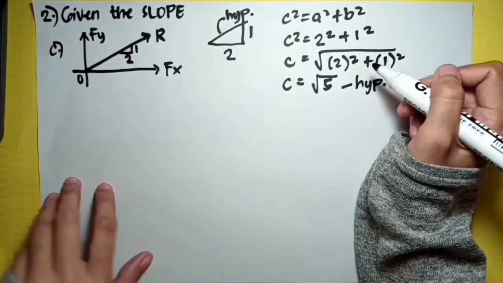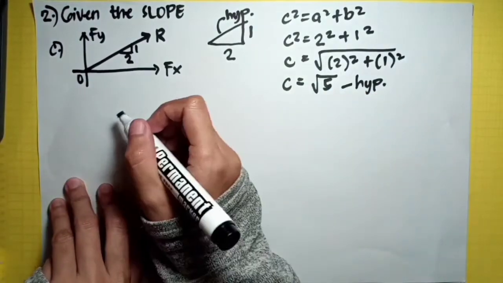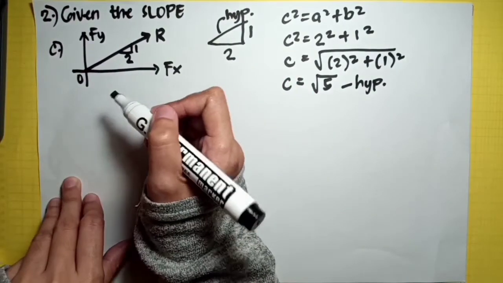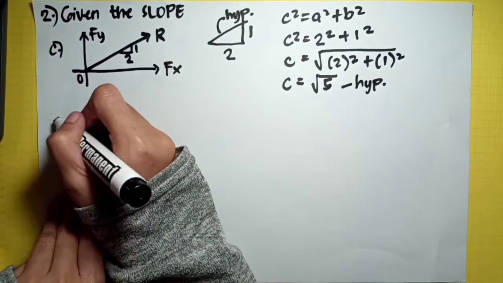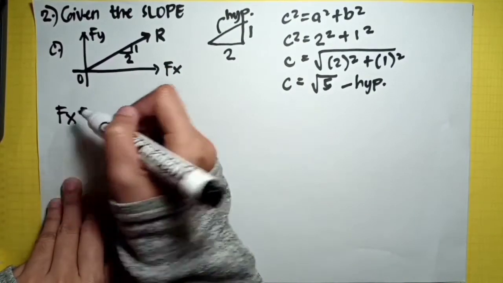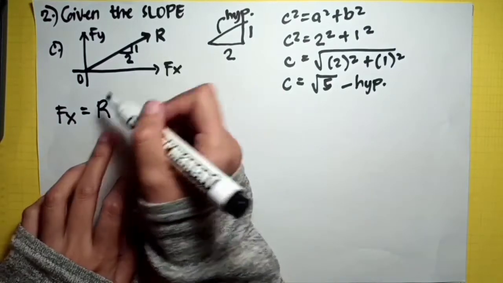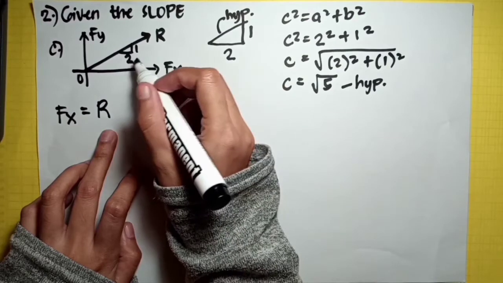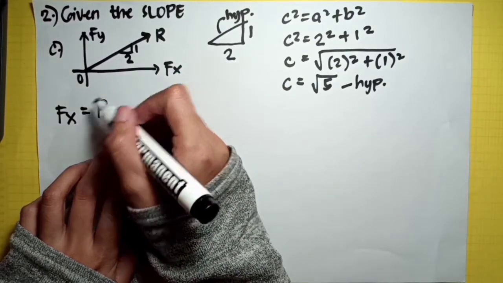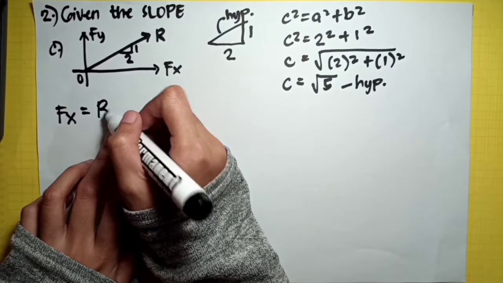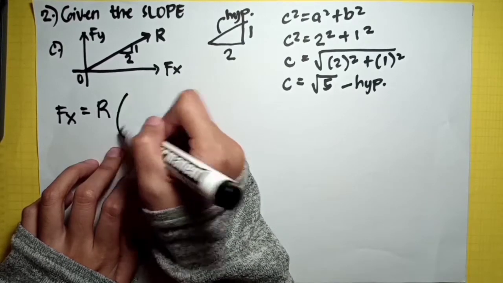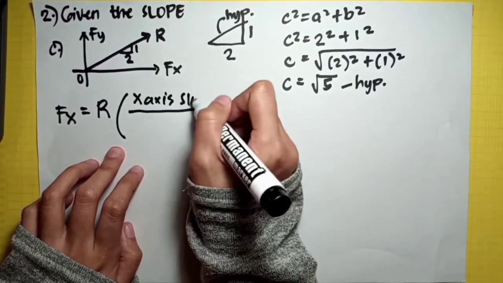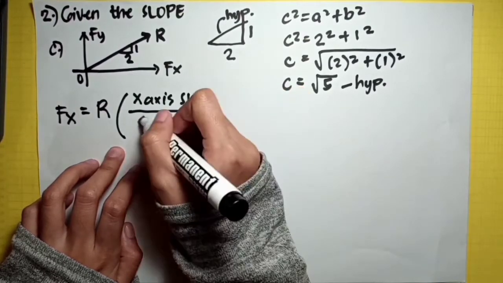Pagkatapos natin mahanap ang hypotenuse, pwede natin isolve ang value ng f sub x pati f sub y. Ang formula ng f sub x ay r. Given ang value ng r kapag ganitong mga problem, kapag hinahanap ang f sub x and f sub y. Kung ano man ang given number or value ng r, isa-substitute nyo lang, and then multiply with the x-axis slope over the hypotenuse.